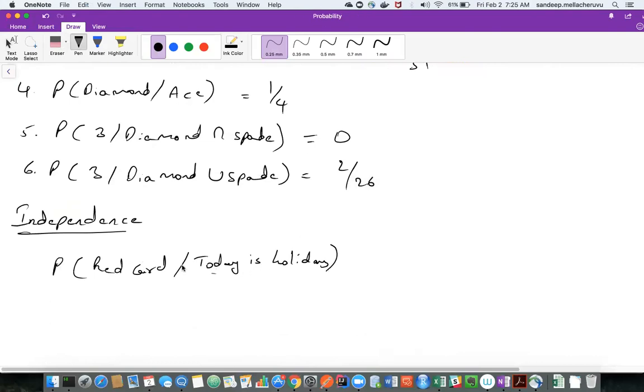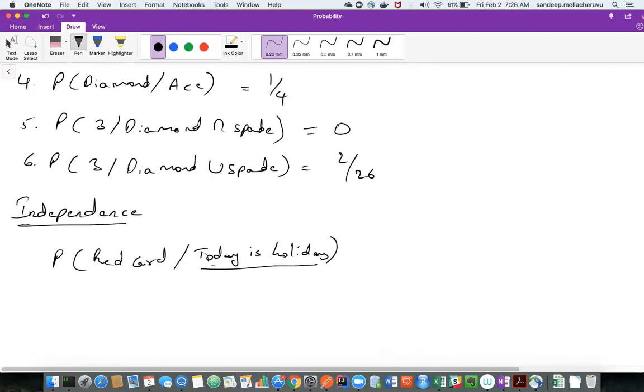So does holiday affect your probability of getting a red card? No. These two are independent events. This event is completely different from this event. So this condition is not going to affect this probability.